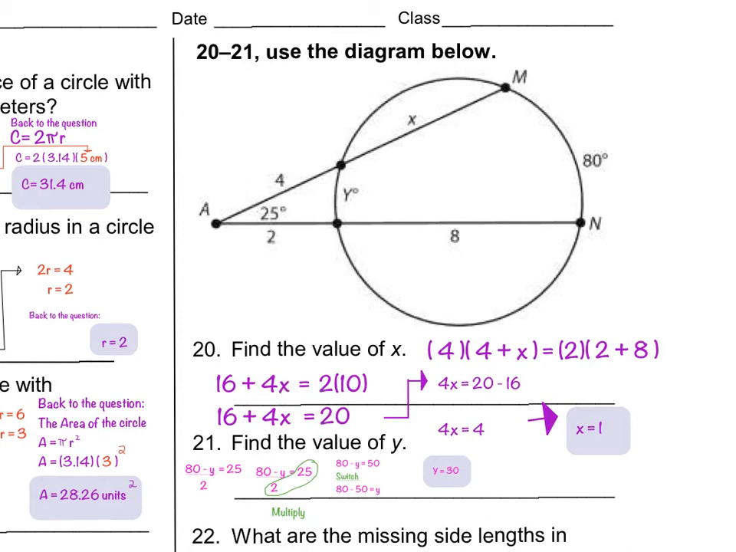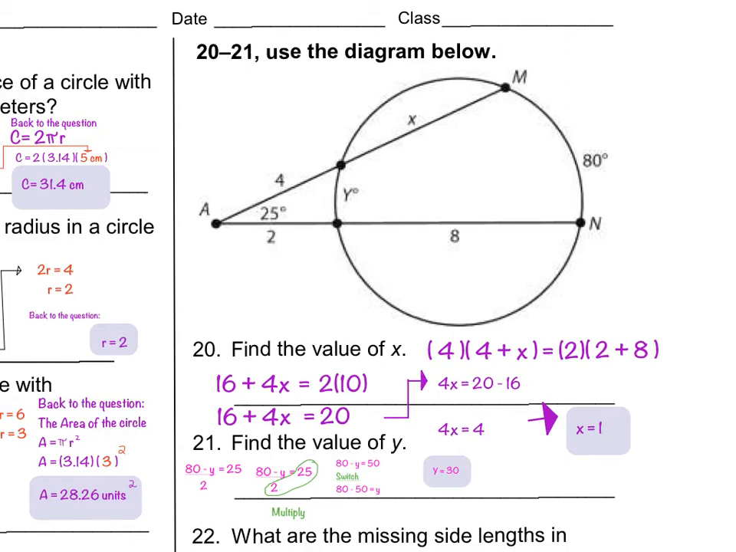And here on this side, if we distribute, 4 times 4 is 16, and 4 times x becomes 4x. So we have 16 plus 4x equals 20. If I subtract the 16 to the other side, we end up with 4x equals 20 minus 16, which will be 4x equals 4. If I divide by 4 on both sides, I find out that my x is 1.